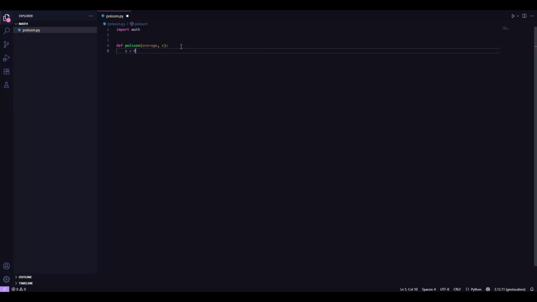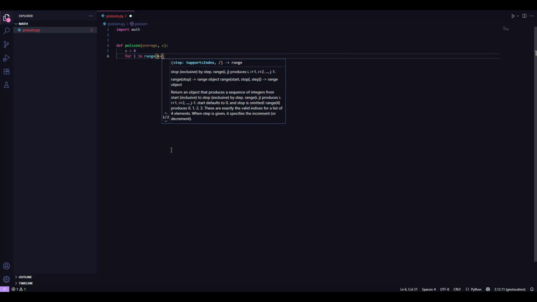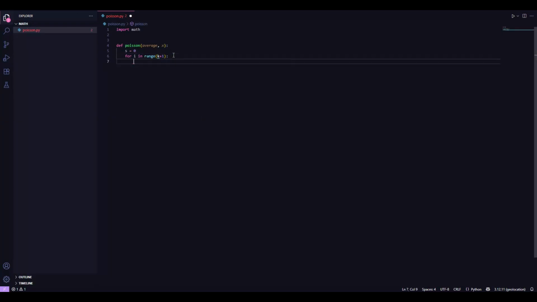Let's start with s equal to 0. It's the sum. We're going to sum because we are going to make 3 calculations, with the value 0, the value 1, and the value 2, like we did before for the probability of murders being more than 2 per month. So for i in range k plus 1, because if I just say k as 2, the number 2 won't be included, so I need to pass one more. Let's create the math of Euler to the minus average.